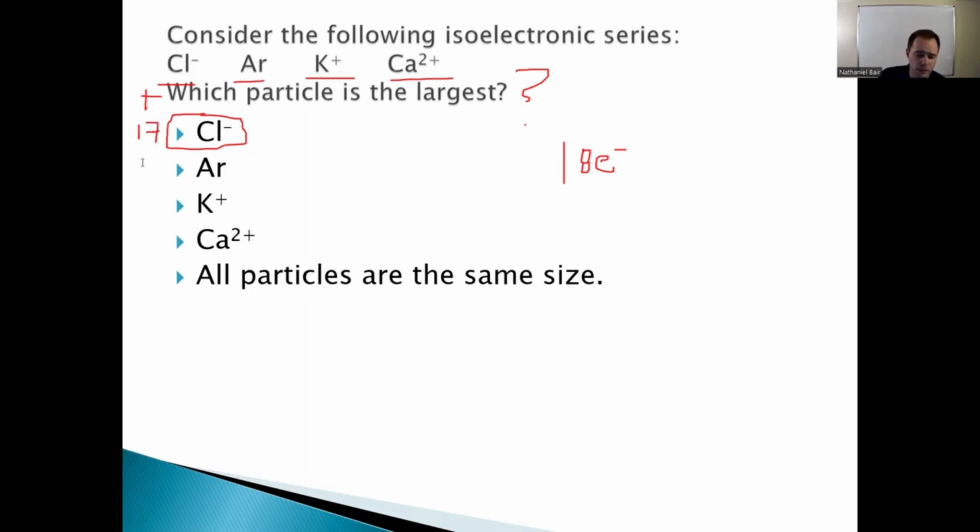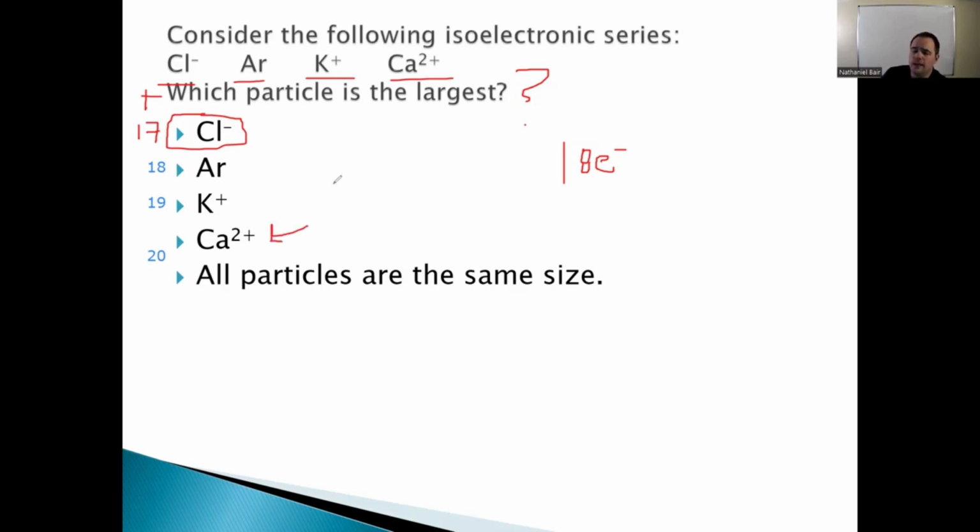I'm going to type it. Argon's rocking 18. Potassium's rocking 19 protons. And calcium's rocking 20, y'all. What does that mean? Chloride's got the least positive particles sucking in on that electron cloud. Chloride's going to be the biggest, and calcium is going to be the smallest.